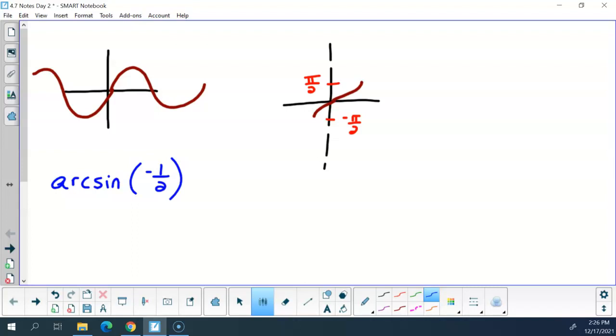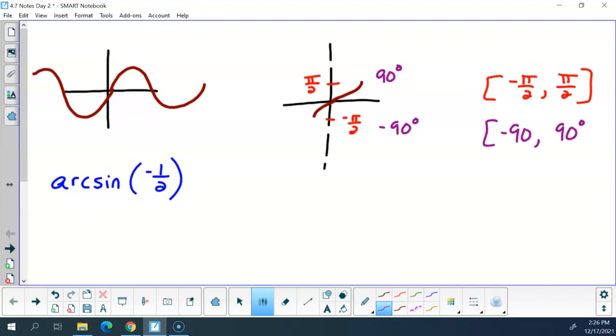Well, we can easily be in degrees. So if I switch this over, this would be 90 degrees, and this would be negative 90 degrees. And so the arc sine, or the inverse sine, has a range from negative pi over 2 to positive pi over 2 inclusive, or from negative 90 to positive 90 in degrees, also inclusive.